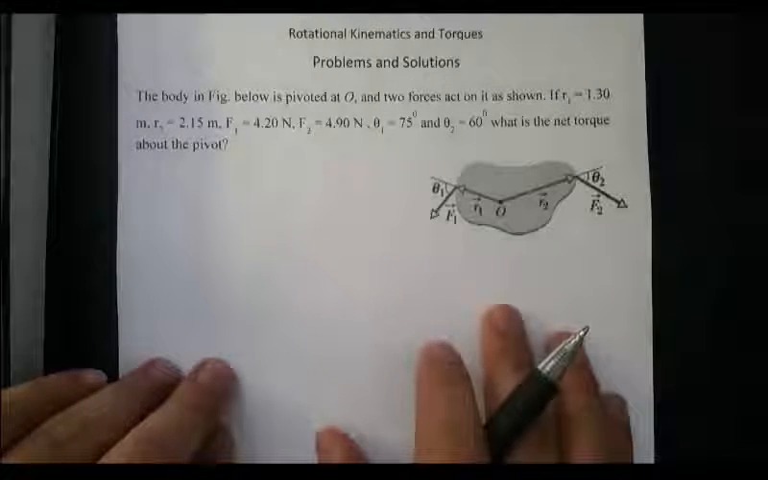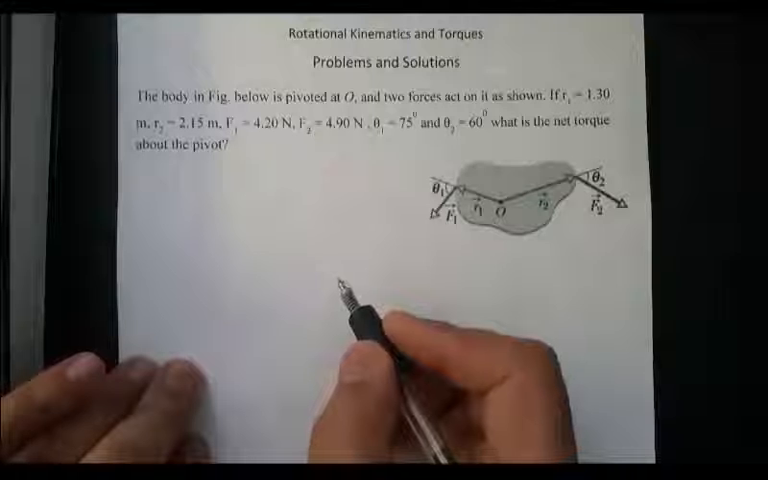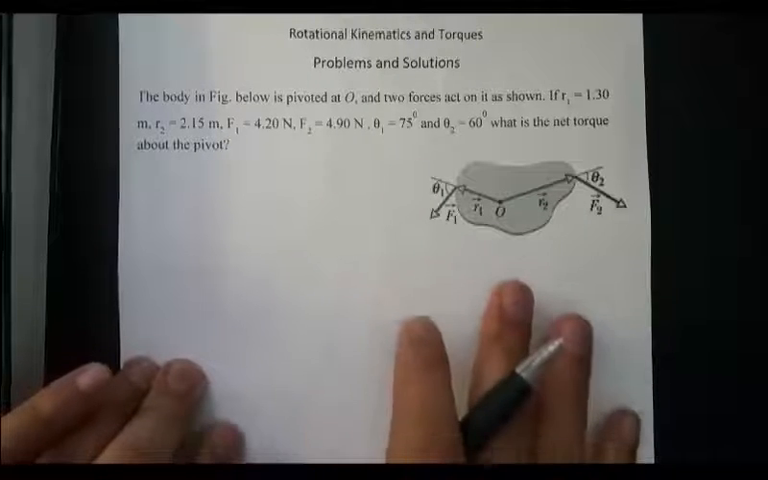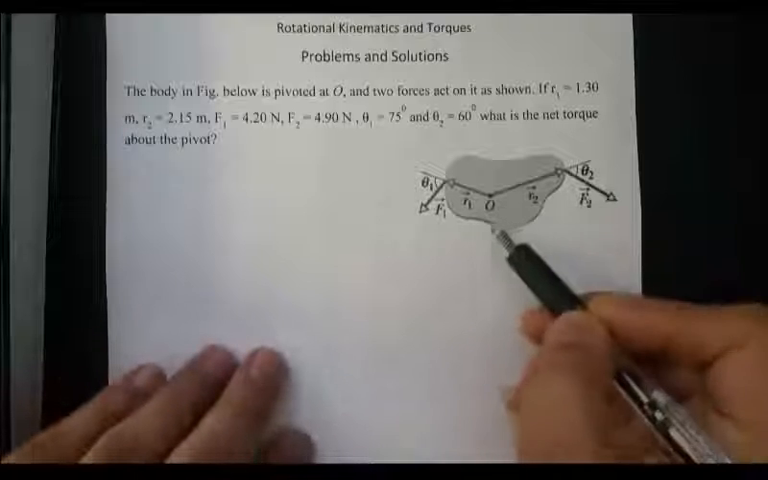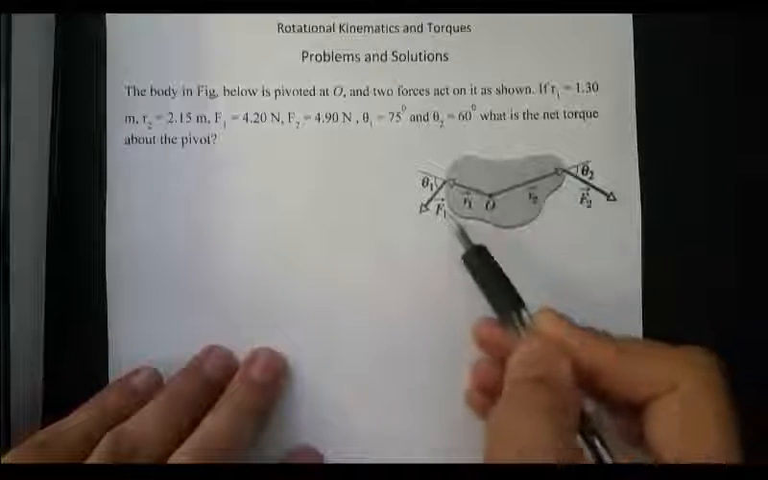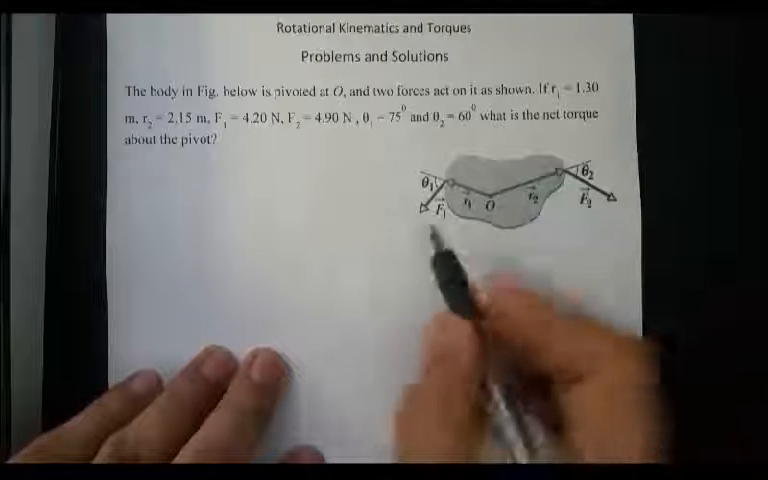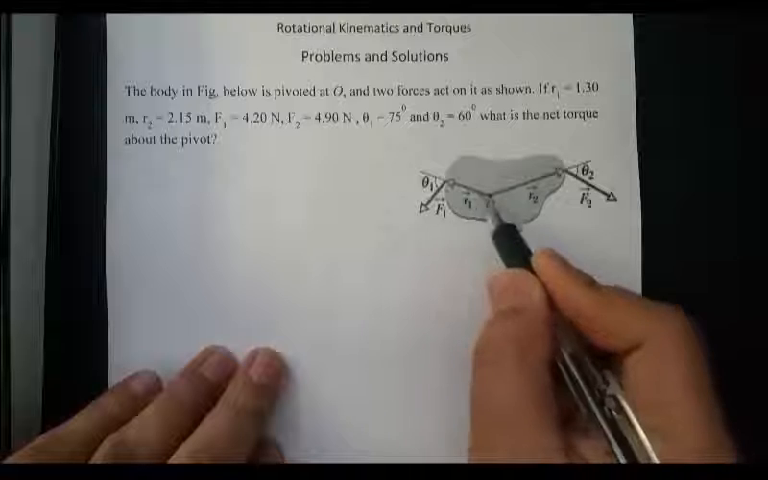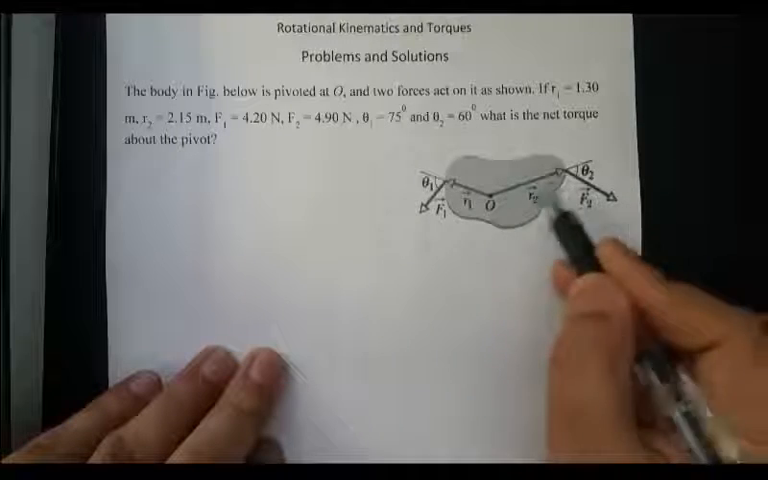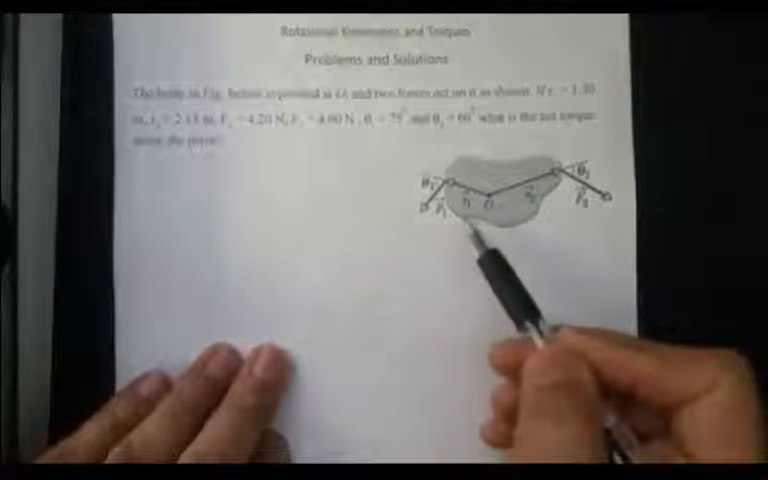In this video, I'll be solving some torque problems. Just to get started, here's the sample problem. This is a rigid object of any shape, and it is acted upon by two forces: F1 at distance R1, and F2 at distance R2, at these angles.